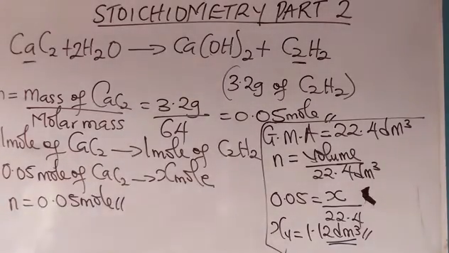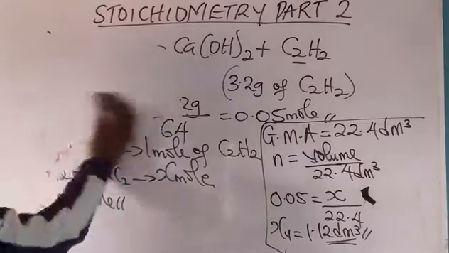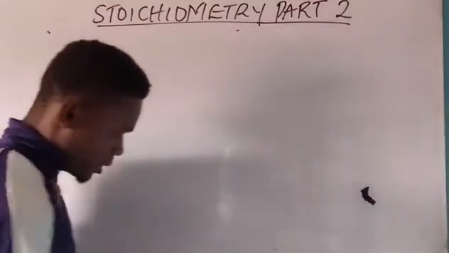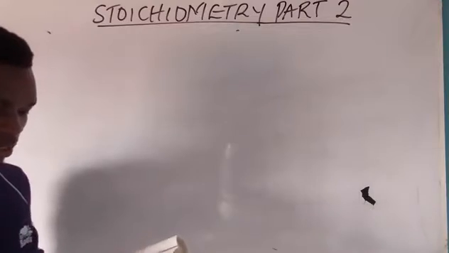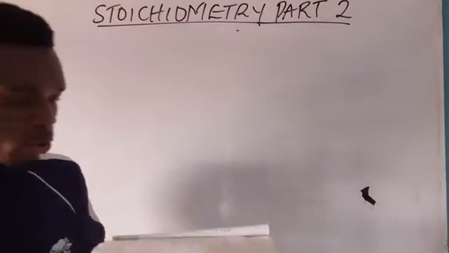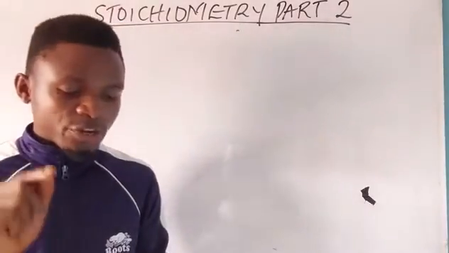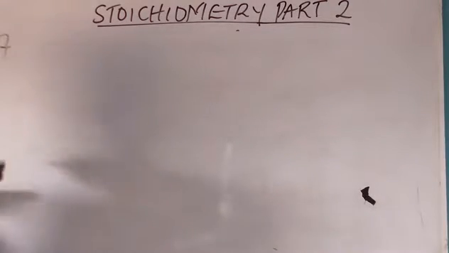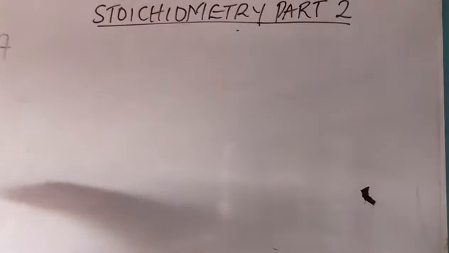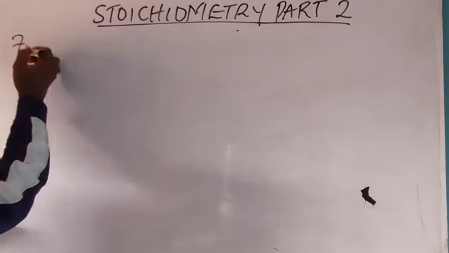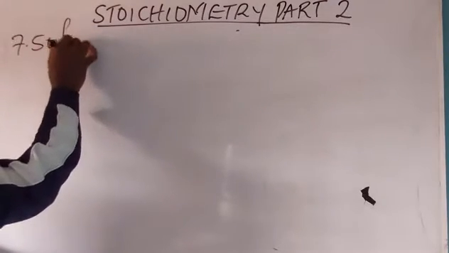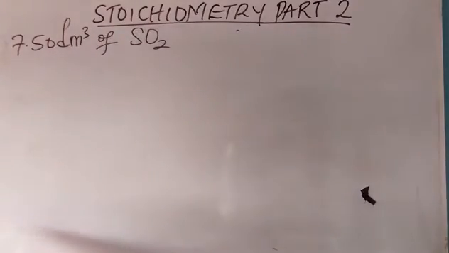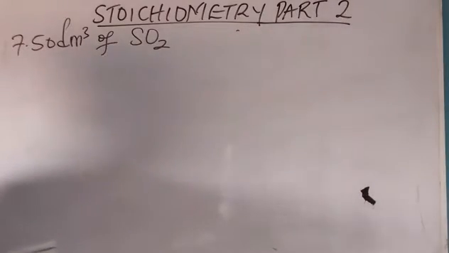Sorry, let me get the board wiper. So number two said calculate the number of oxygen molecules required to convert 7.50 dm cube of sulfur oxide measured at STP.